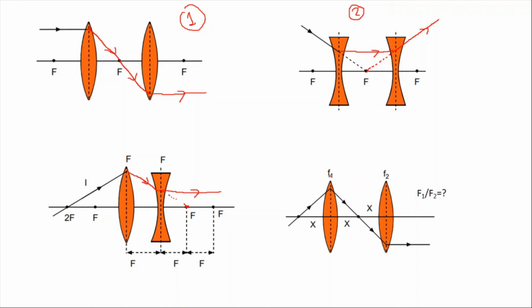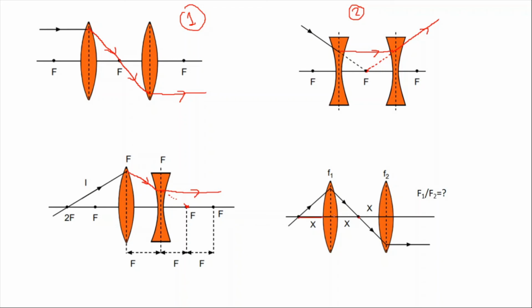So the last example: here we have a converging lens, and here we have another converging lens, and their focal lengths are f1 and f2. We are asked to find the ratio of f1 to f2. As you see, a light ray is moving to this lens and then it is moving to this point after refraction. This is the incident ray.